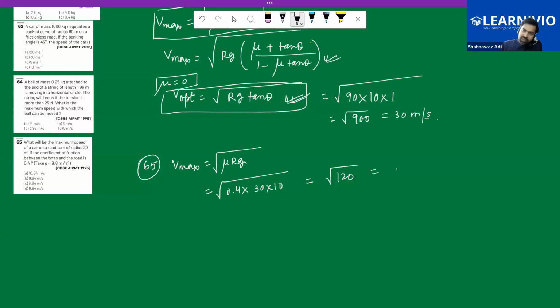So this is 4 and 30, right? And then how much is this thing? 2 into 3 into 5, so root 30 is how much? So this is 2 root 30. And how much is root 120? That's fine. So which answer is matching? 10.8, this is nearly 10.95. So this would be 10.